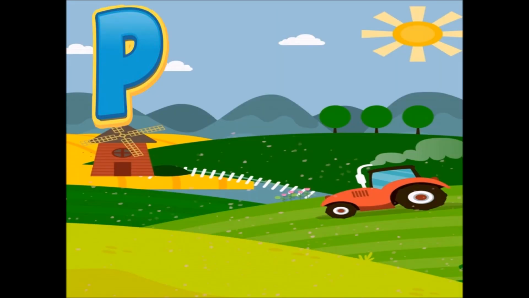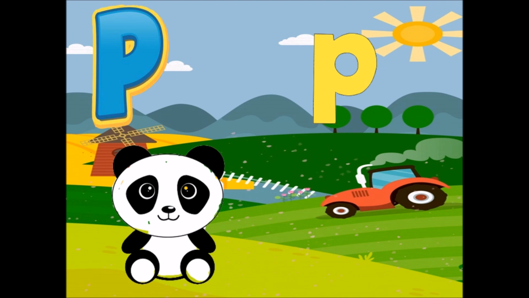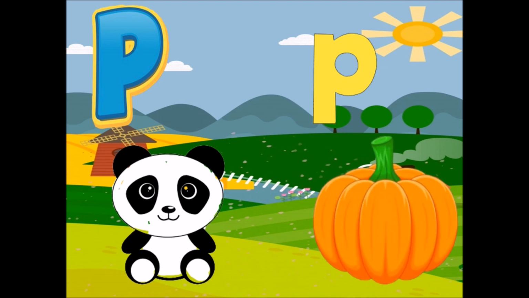This is the letter P. This is capital letter P. This is small letter P. P phonic sound is Pa. P for panda. P for pumpkin.